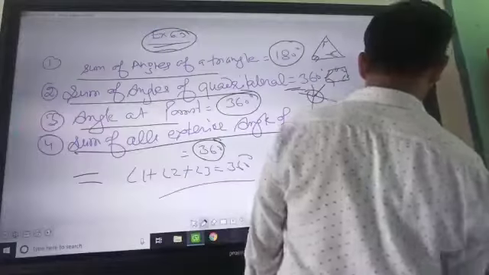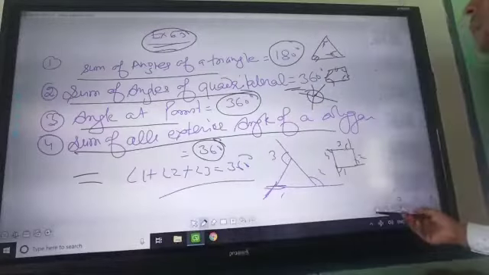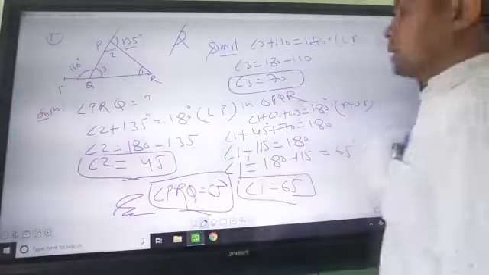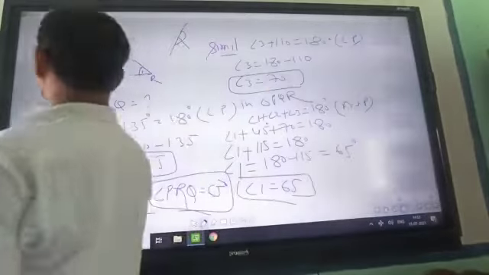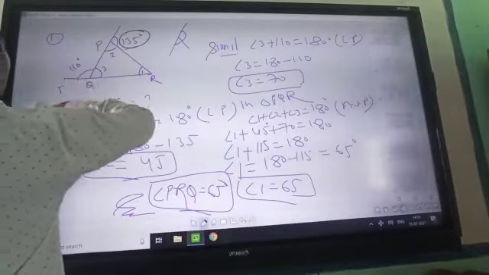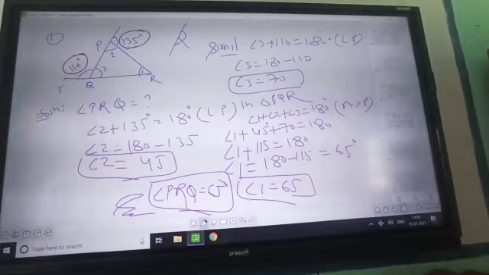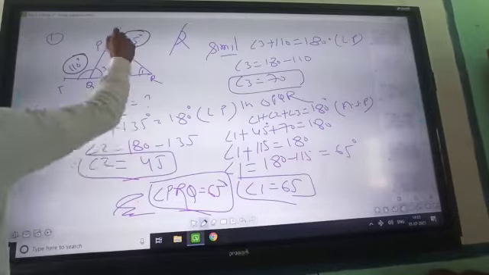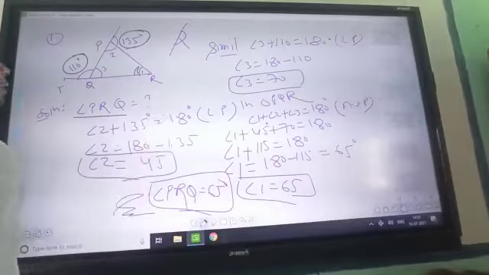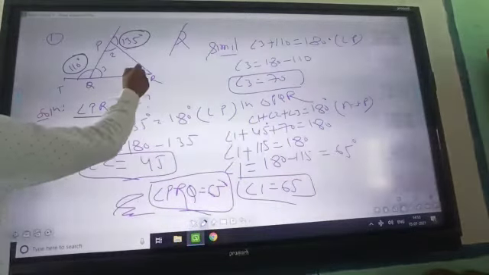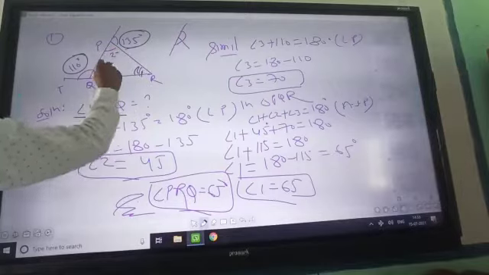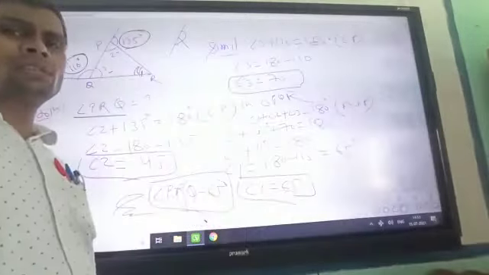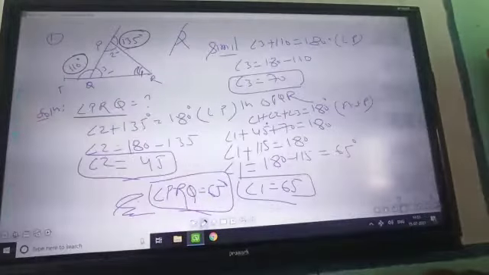That's why I am taking one of the questions from here, question number 1. In this question, this angle is given as 135 and this one is given as 110. The question is to find angle PRQ, this one. I have considered the angles as angle 1, angle 2 and angle 3, because if I consider them as 1, 2, 3, then the concept of this question will be very easy to understand.